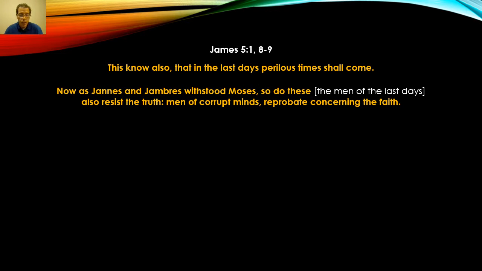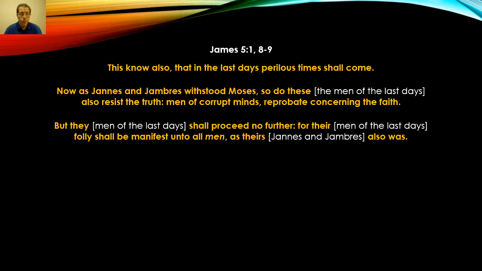Now, as Jannes and Jambres withstood Moses, so do these, and he's talking about the men of the last days, so do these also resist the truth. Men of corrupt minds reprobate concerning the faith. But they, again, the men of the last days, shall proceed no further, for their folly shall be manifest unto all, as theirs, Jannes and Jambres, also was. So you see that the men of the last days are going to do a similar thing as Jannes and Jambres, which were the magicians in the court of Egypt that opposed Moses.